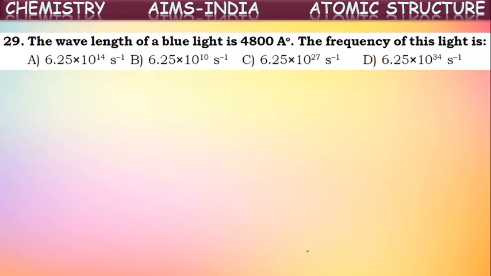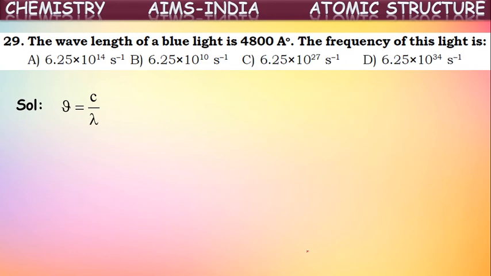Next one, the wavelength of a blue light is 4800 angstroms. The frequency of the light is. So they have given wavelength and asking to calculate frequency. What relation we have between these two? We know frequency is directly proportional to 1 by lambda. That is, frequency is inversely proportional to wavelength.